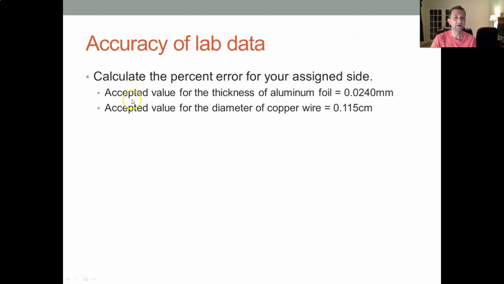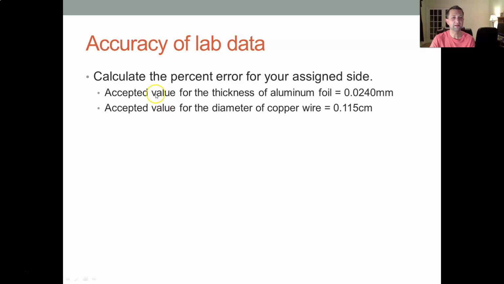So, whatever you did for the precision data, where you had to find the average deviation, if you were the copper group or the aluminum group, you'll do the same thing here. So calculate the percent error for your assigned set of data. So the accepted value for the thickness of aluminum foil is 0.0240 millimeters, and the accepted value for the diameter of the copper wire that we used in the lab is 0.115 centimeters.